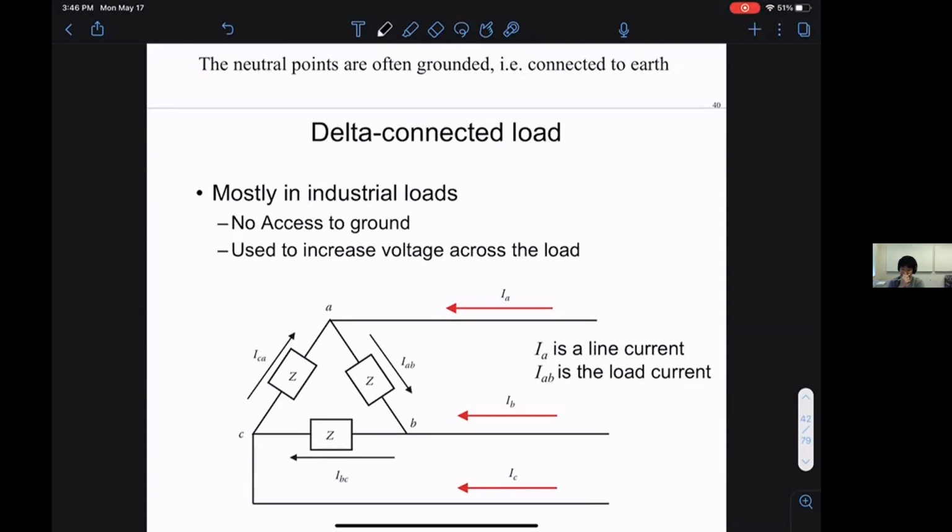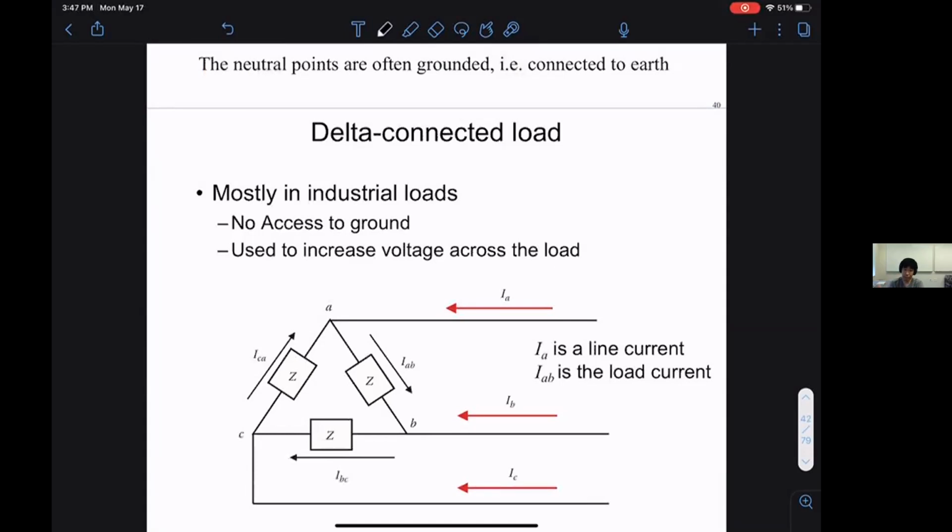I have no access to ground. I need to connect the load in this sort of delta fashion. Any ideas? So what kind of application? Airplane. Right, so airplanes or ships, right?